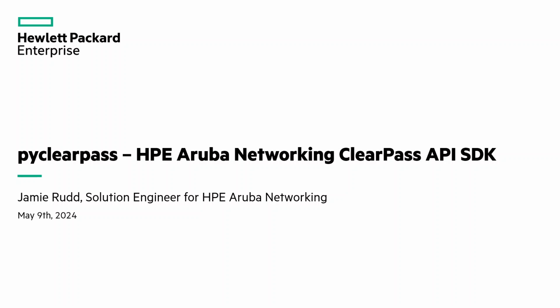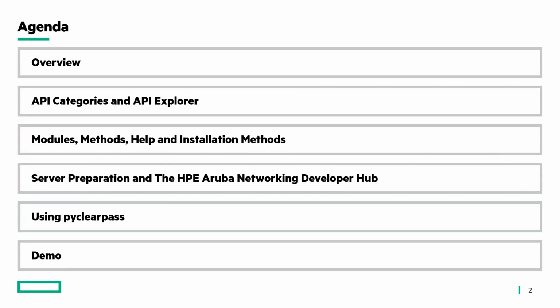Look at pyclearpass. So the agenda for today, we'll have a look at an overview of what pyclearpass is. We will look at the API categories and the API explorer that exists in ClearPass. We'll look at the modules, the methods, the help and the installation methods for pyclearpass. We will look at how to prepare the server for pyclearpass. I'm going to look at getting additional help from the developer hub. We'll look at how to use pyclearpass and we'll run a demo.